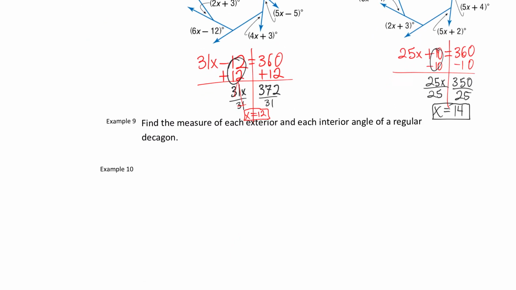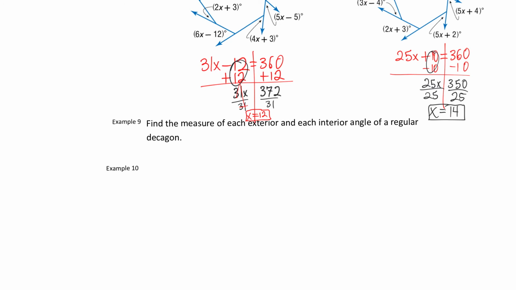All right, on this example 9, it says find the measure of each exterior and each interior. So we're going to have two different things we're doing here. So we're going to find each exterior and we're going to find each interior of a regular decagon. Okay, so decagon has how many sides? 10 sides. And what does regular mean? All the sides are the same length, all the angles are the same measurements, okay? So we need to know that to do what we're about to do right here. So each exterior, this is like what we just talked about today, and each interior is what we talked about yesterday. So let's go ahead and do this first, the each interior.